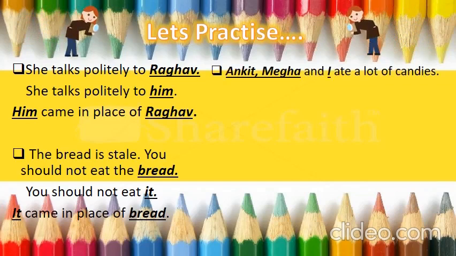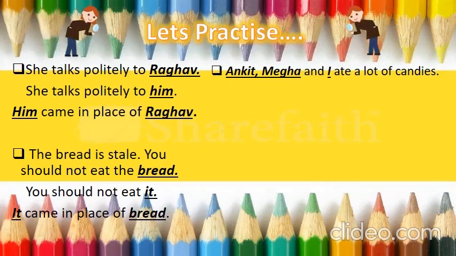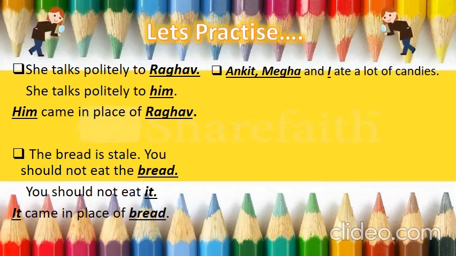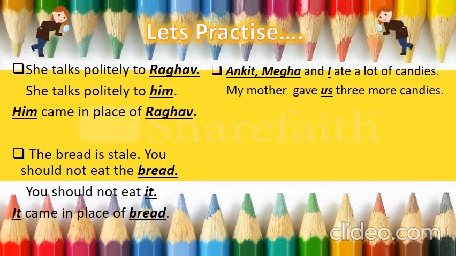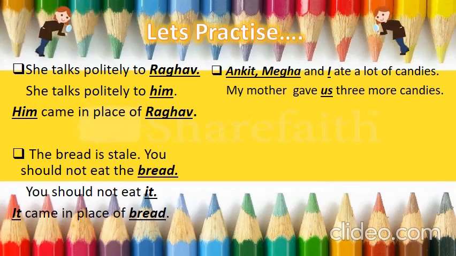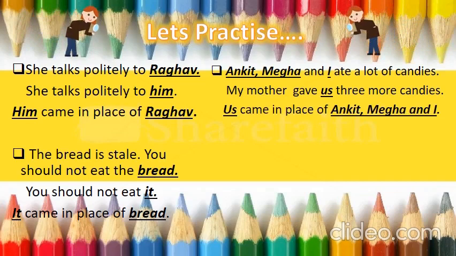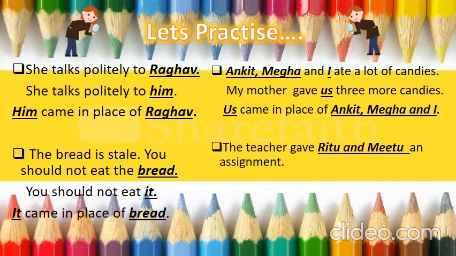Now the next one, Ankit, Megha and I ate a lot of candies. Remember in the previous one it was Ankit and I, right? Now here I have included one more name, Ankit, Megha and I. As I have told you, when it is I, that means it becomes me. And what is the object pronoun of we? Us. So the same we are going to use here. My mother gave us 3 more candies. So us came in place of Ankit, Megha and I, right?